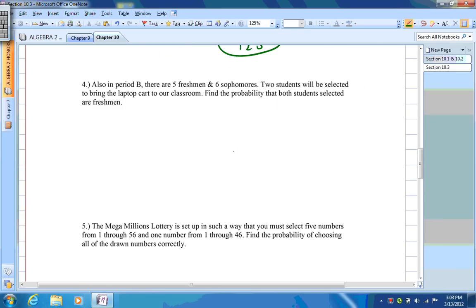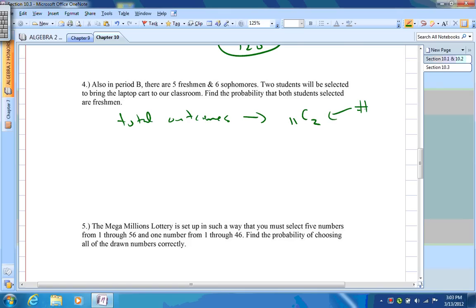Let's look at example 4. Okay, also in period B, I have 5 freshmen, 6 sophomores. 2 students are to be selected to bring the laptop cart to our classroom. Find the probability that both students selected are freshmen. So what is all the total outcomes? Of course, I have 11 people to choose from. And so I want to figure out how many ways I can select 2 out of 11 people.